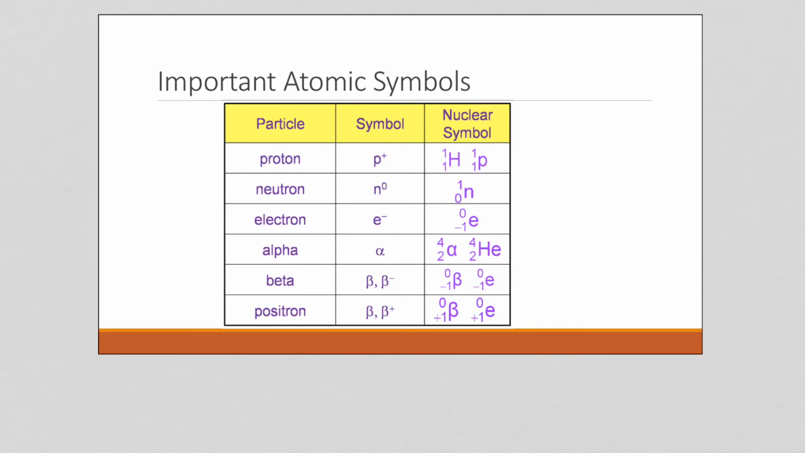A positron is essentially a positive beta particle. The symbolism is the same as a beta particle, but with a +1 on the bottom, and it is sometimes listed as a positive electron, a positron. So we want to get used to that symbolism when we write out nuclear equations, which we'll be doing.